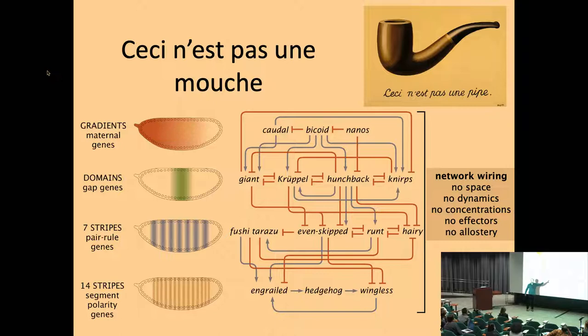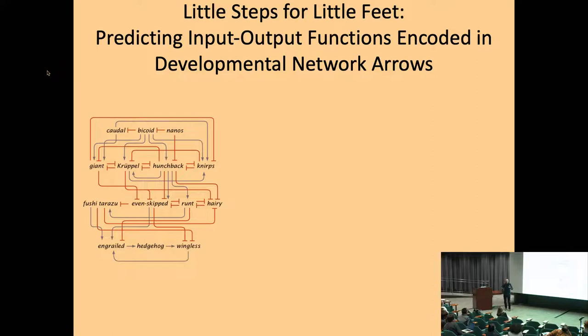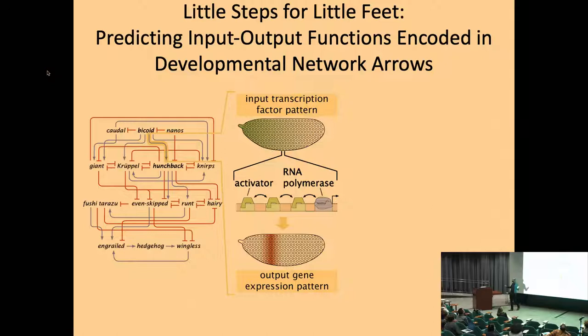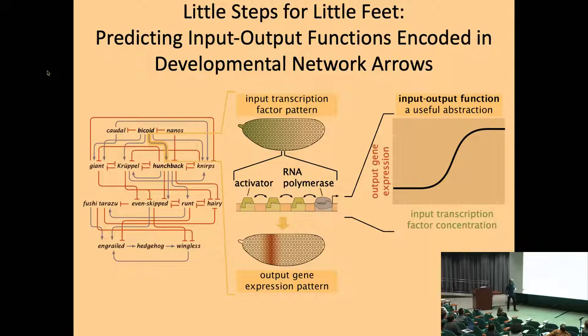So for example, what we do is we focus on one of these little arrows and we ask, given the arrangement of binding sites for, let's say, an activator on the DNA, can I predict the so-called input-output function, the functional relationship between the output level of gene expression and the input concentration of the activator? Can I predict this so well that I can actually calculate how this shape will change as I tune parameters such as the number, placement, and affinity of transcription factor binding sites on the DNA?